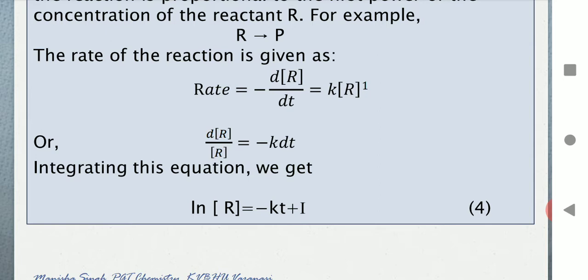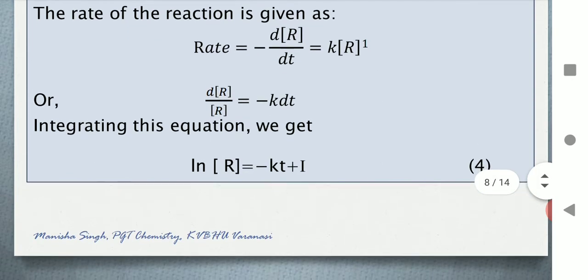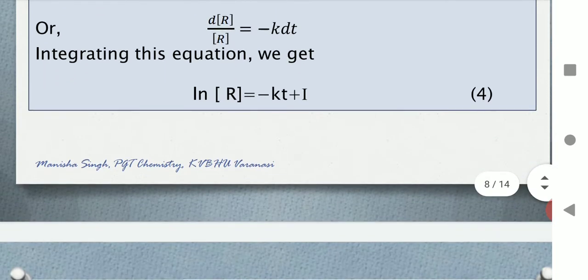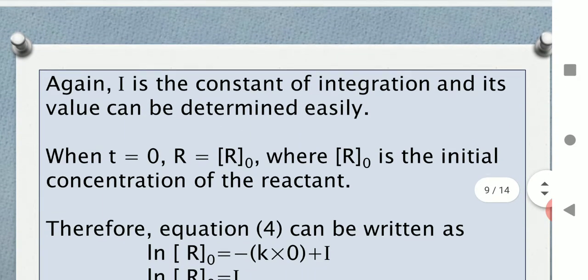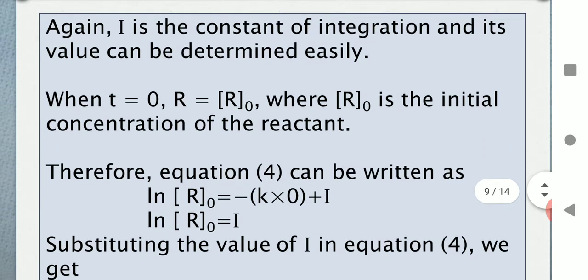Now integrating this equation on both the sides, what we obtain is ln R equal to minus kt plus I. So dR by R on integrating changes into ln R, and minus k dt on integrating changes into minus kt, and along with that we are getting a constant I, which is known as the constant of integration. Now how to calculate the value of the constant of integration?